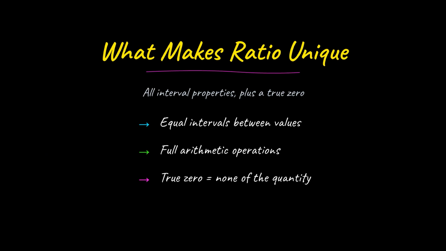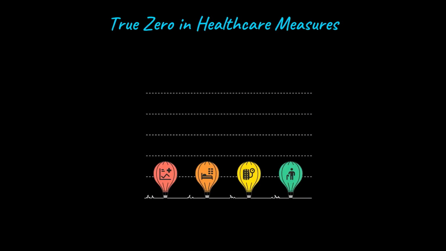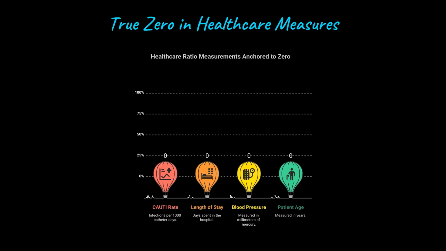You can say one unit has twice the infection rate of another, something interval data simply cannot support. Common healthcare examples include SARTI rates, length of stay, blood pressure, and patient age. In every case, a value of 0 represents a real, meaningful absence. 0 infections, 0 days admitted, 0 years of age.